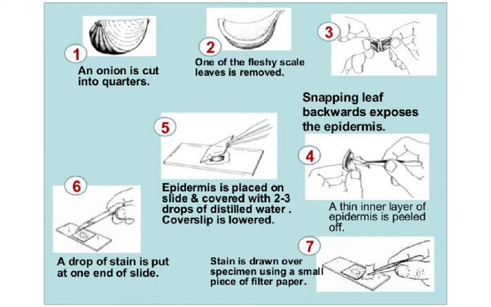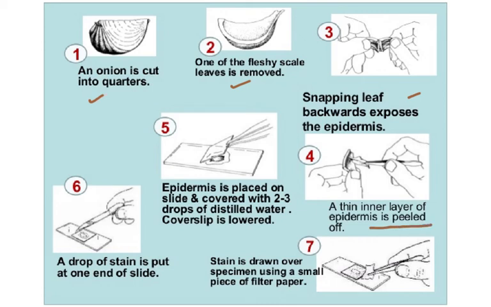Now going back to the microscope, you need to pause the video here and have a look at this. The first thing that we do is an onion is cut into quarters, and then one of the fleshy leaves is removed. Then we snap the leaf backwards, which exposes the epidermis, and number four, a thin layer of the epidermis is peeled off.